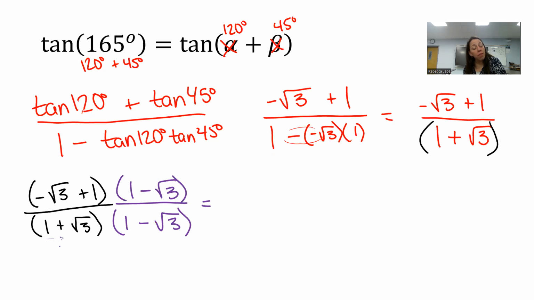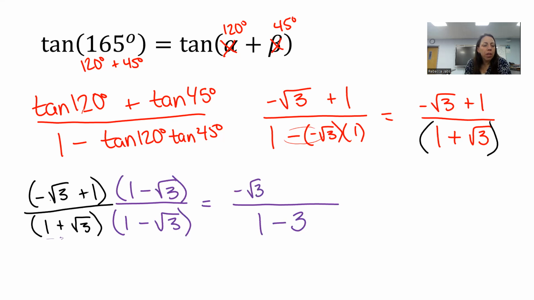Again, start to learn the FL method only. 1 times 1. Radical 3 times radical 3. Since 1 is a plus and 1 is a minus, that's why FL only always gives you a minus in the middle. Negative radical 3 times 1. I'm doing the full FOIL method in the top.